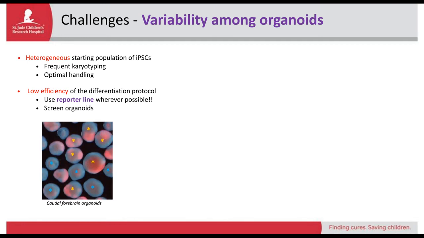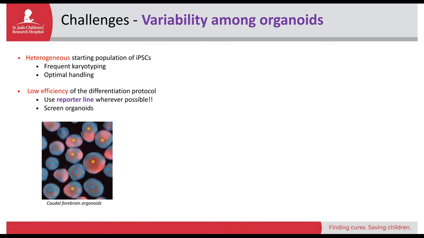So here we have a batch of caudal forebrain organoids expressing a caudal forebrain specific reporter. Now, you can see this population is a mix of organoids expressing the reporter, marked here with the yellow asterisk. And then we also have organoids marked here with the blue asterisks, which don't express the reporter at all. And we have all of these organoids growing in a single batch.